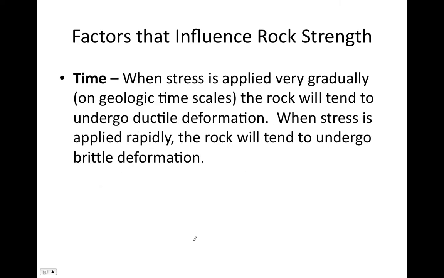And then finally we have time. The rate at which the stress is applied. If the stress is applied very gradually, like on geologic timescales, the rock will tend to undergo ductile deformation. However, if the stress is applied very rapidly, the rock will tend to undergo brittle deformation.